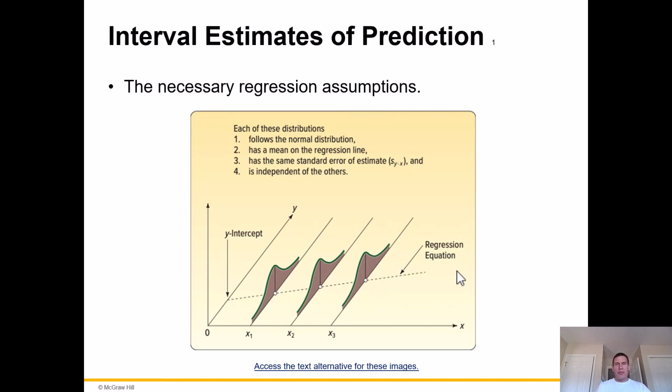All right, so just some assumptions about regression. One, we're assuming when we do a regression that the data we have follows the normal distribution, right? Again, the bell shape, the bell curve. Number two, has a mean on the regression line. Number three, has the same standard error of the estimate. And then number four is independent of the others.